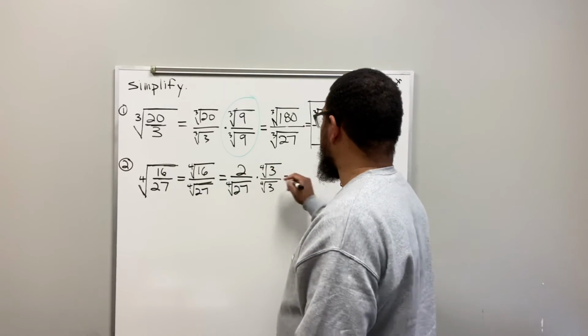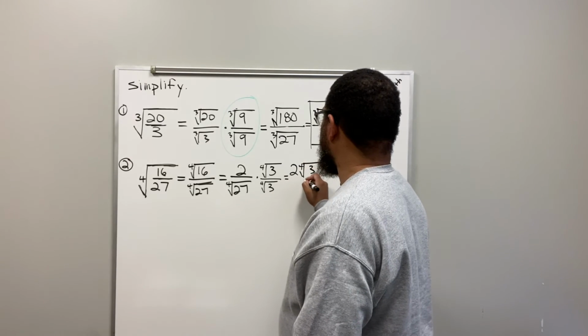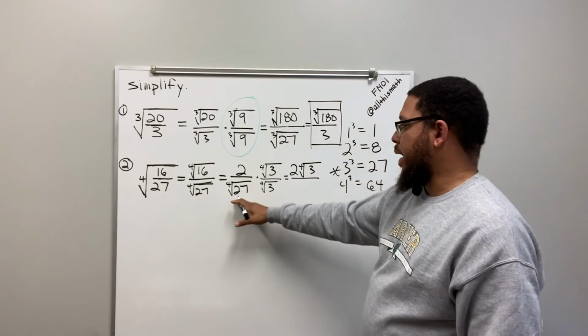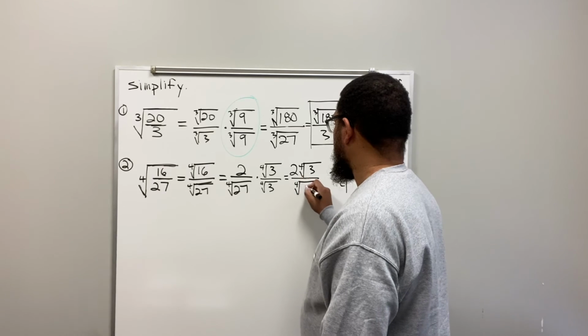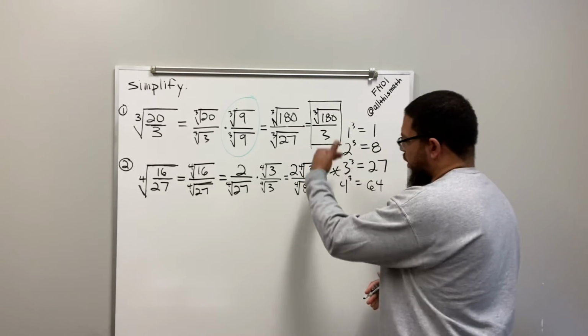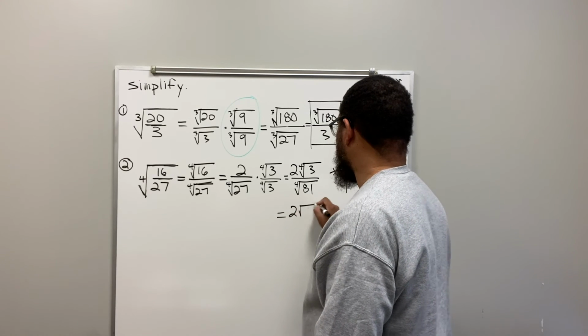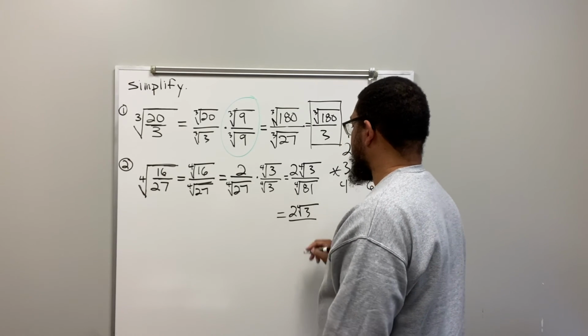So now in my numerator, I got 2 times the fourth root of 3. In my denominator, I got the fourth root of 81. And then I'm running out of space over here, so I'm going to go vertical now. So I got 2 times the fourth root of 3. And then the fourth root of 81 is just plain 3.